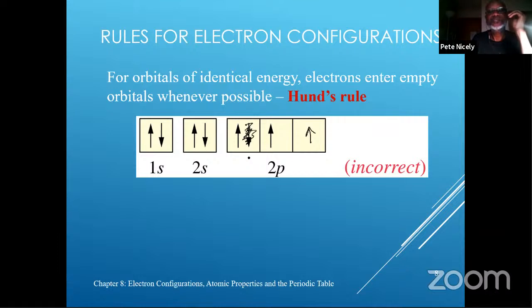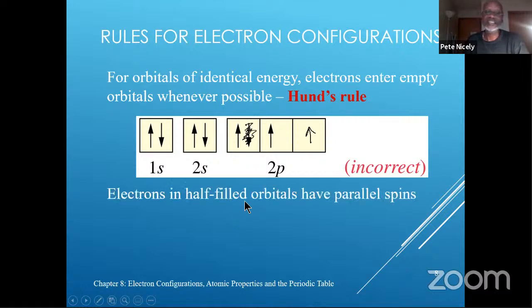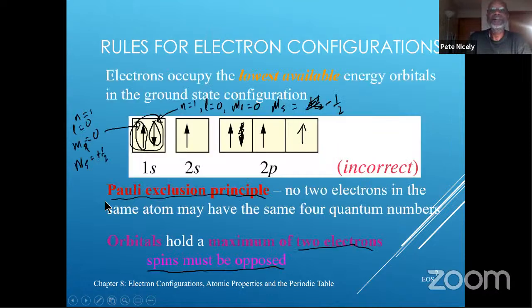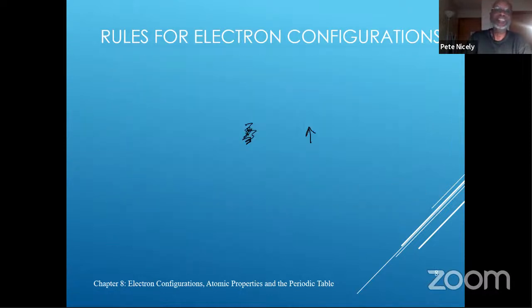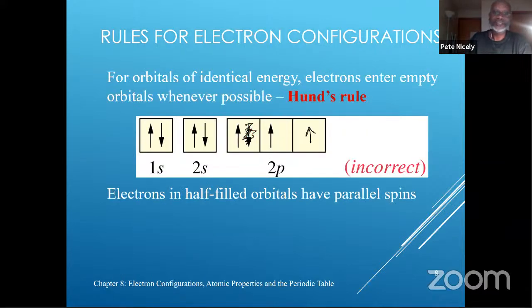So again, as I said before, the correct electron configuration would have this electron not here, but here, right? The electrons would rather spread out among a set of orbitals of equal energy before pairing up, all right? So basically that's what Hund's rule is saying, and that will become important when it comes to determining the electron configuration of pretty much any atom, all right? This is a part of Hund's rule.